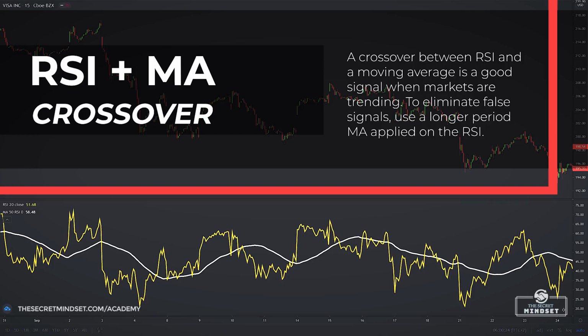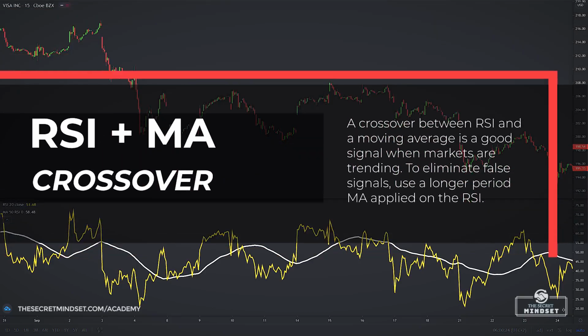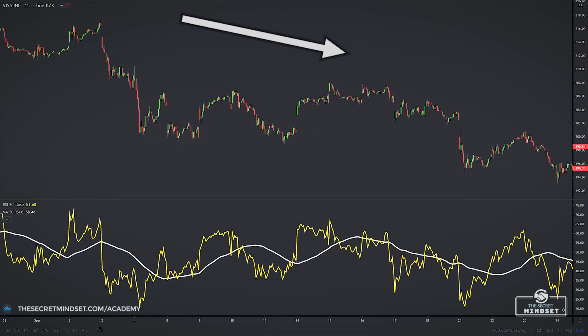From my experience, a longer-term moving average added to the RSI will work better than a short-term moving average and will produce fewer false signals. So instead of adding a 10 moving average on the RSI, for example, I advise you to apply a 50 moving average or a 100 moving average period and start from there. You can then decrease the length of the moving average after you backtest the signals.